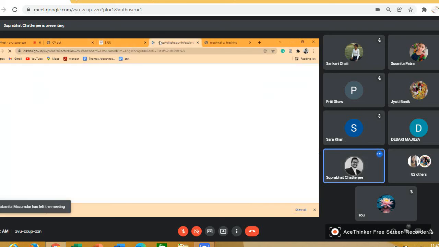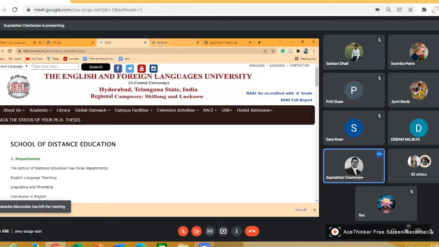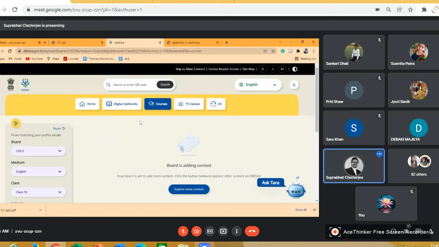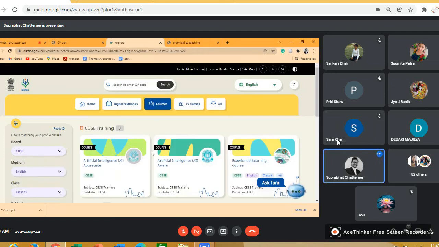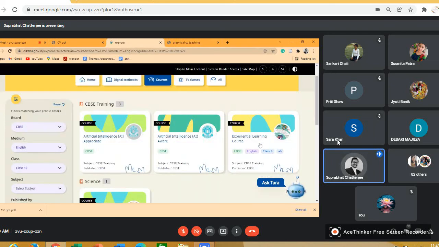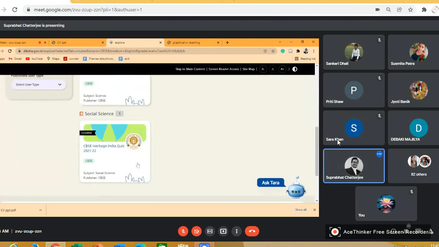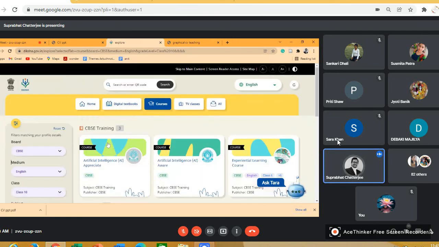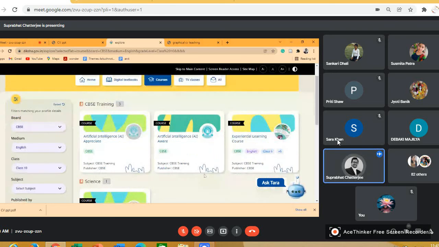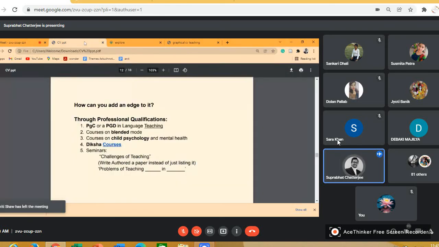So say you open this, yes, so Diksha stands for digital infrastructure of school education. And say I choose the board, not ICSE, there is nothing there, CBSE. You look into the courses there. Say you learn a course on experimental learning courses, there are artificial intelligence courses, science challenges, heritage India quiz. So these are all specific courses from social science, from science, from training, things like that. So you can do this, you can have an edge.